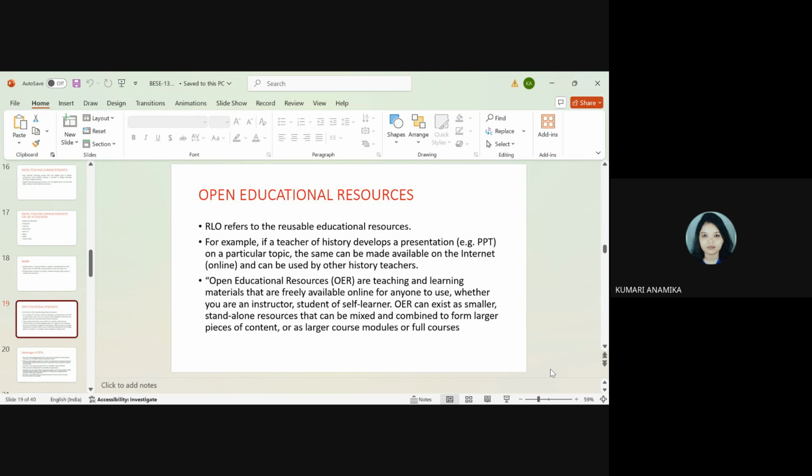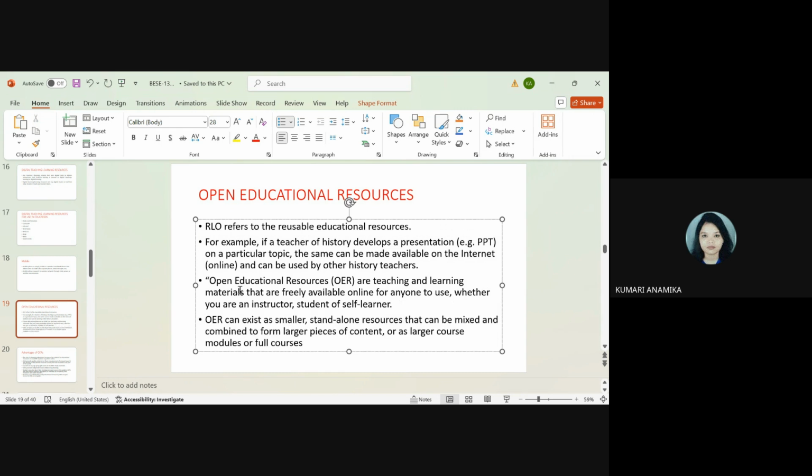We can even use those videos for making our teaching learning process more effective. See, these open educational resources are teaching and learning materials that are freely available online for anyone to use, whether you are an instructor, student, or self-learner. This OER can exist as smaller standalone resources that can be mixed and combined to form large pieces of content, or as large course modules or full courses.